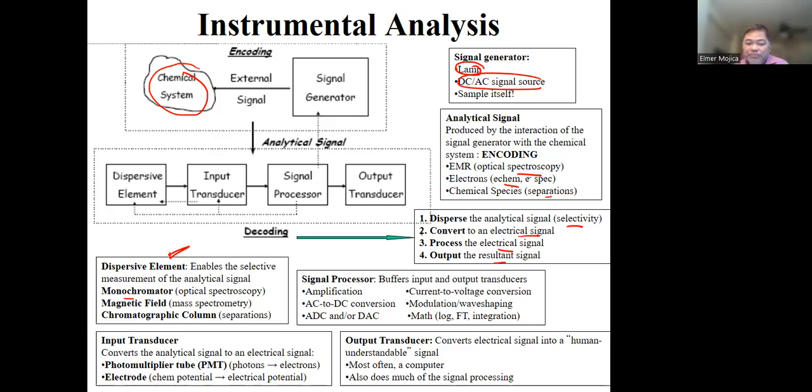So yung input transducer natin that converts your analytical signal into an electrical signal can be the PMT, or you can have the CCD, the PDA. What's PDA? Anyone? Hindi yan yung public display of affection. What's the PDA here? Any wild guess?